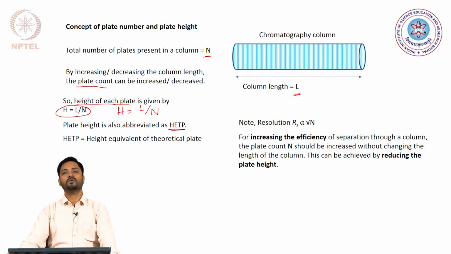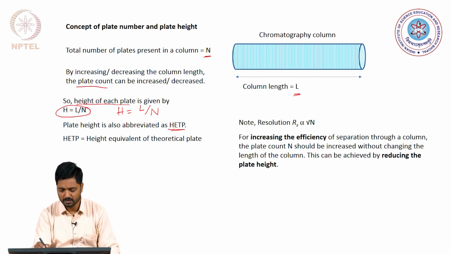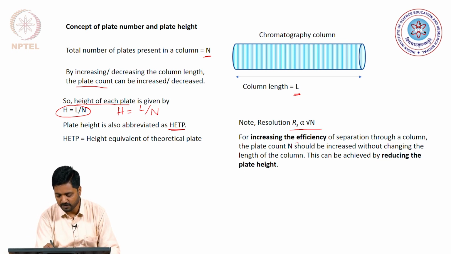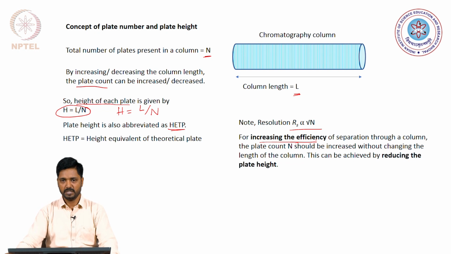HETP is also representative of the plate height, and its expansion is height equivalent of the theoretical plate. What we have also known is that the resolution of the column is proportional to the square root of the number of theoretical plates. This was the last point that we discussed in the previous lecture. So, if we want to increase the resolution or efficiency of separation of analytes through the column, we need to increase the effective plate count present within the column.